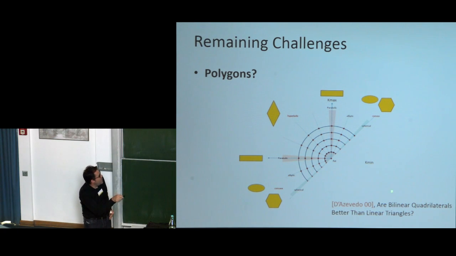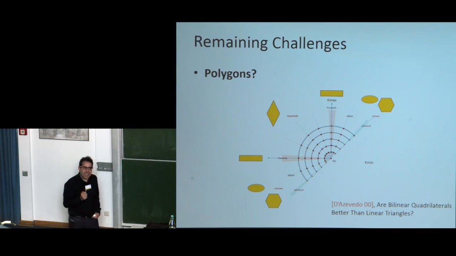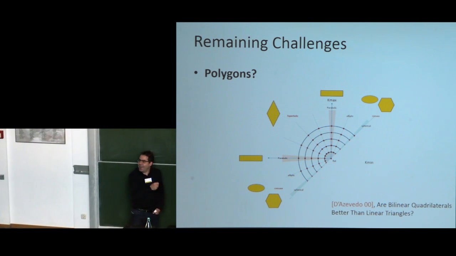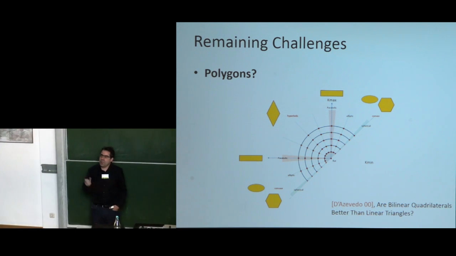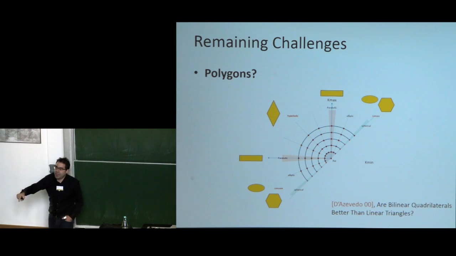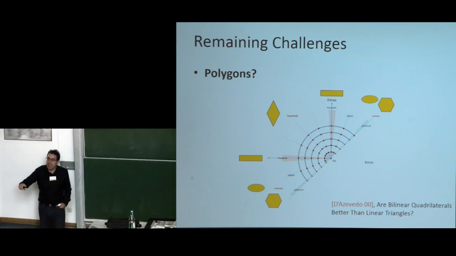If you read the paper by Basilio, it's called "Are bilinear triangles better than linear triangles?" The answer is yes, of course, they are better. And especially better if the surface is hyperbolic. Not only are they better, they have superior convergence. The error decreases in cubic fashion, not quadratic fashion.